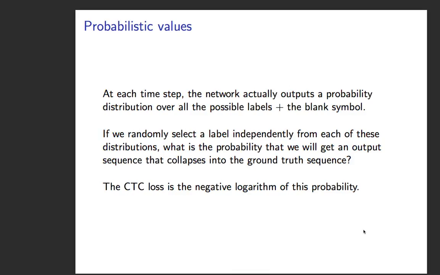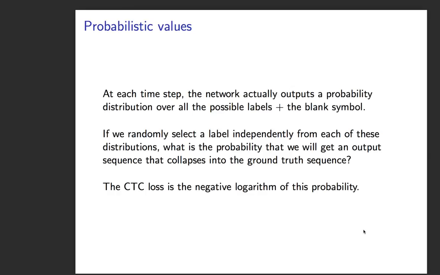Okay, so at each time step, as we just said, the network outputs a probability distribution over the possible labels and the blank symbol, so the new language. So if we randomly select a label independently, what's the probability that we get an output sequence that collapses into the ground truth sequence? This is the negative logarithm of this probability. Because now we have many possible, what I call label sequences, that can collapse into the same labeling.